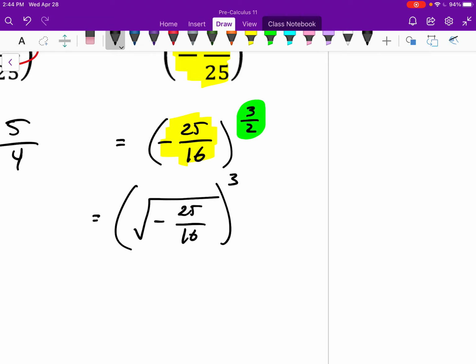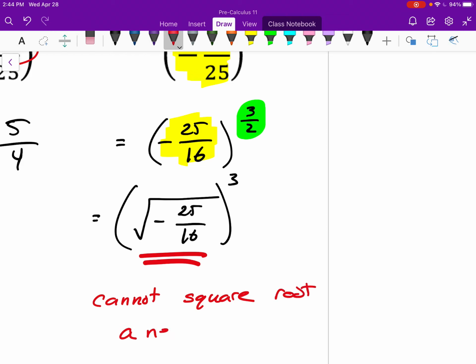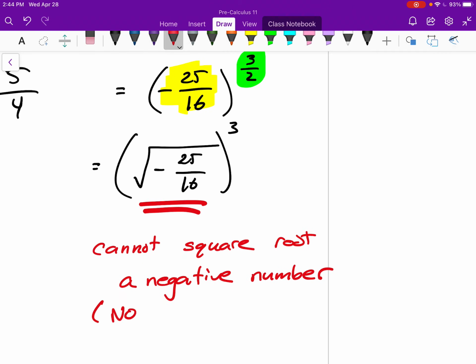Well, here's where we run into a problem, because the square root of any negative number is not a real number. There is no real number that you can multiply by itself to get a negative value. Because again, the square root of negative 25 over 16 means what number times itself equals negative 25 over 16. But again, that's not possible with a real number. And so essentially, I'll say we cannot square root a negative number. Or to say it properly, it's not a real number.